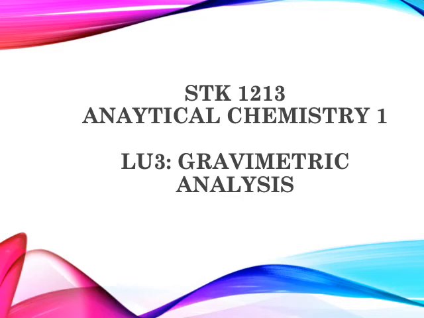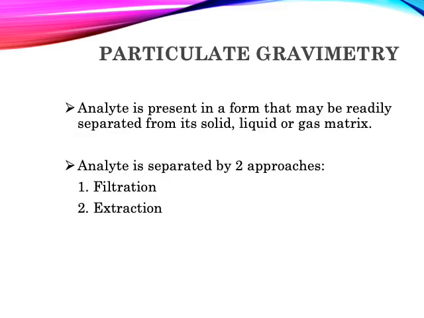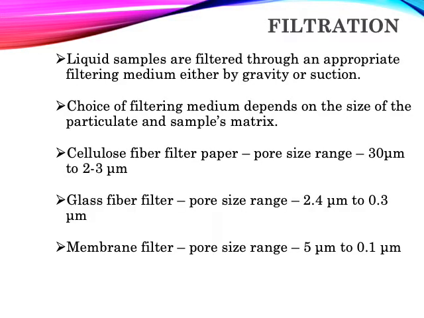This is the last part of Learning Unit 3, the gravimetric analysis. Okay, we move to the next part, which is the particulate gravimetry. An analyte is present in a form that can be separated from its solid, liquid or gas matrix. It can be separated by two approaches, which are the filtration and also the extraction method. Okay, the first one, filtration.